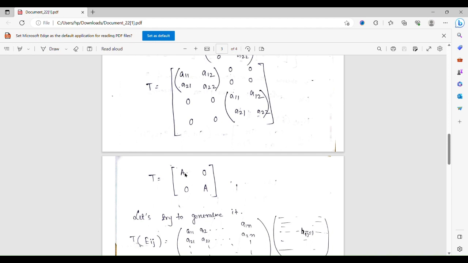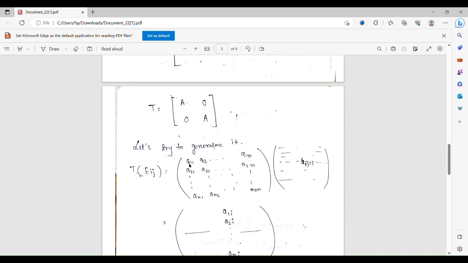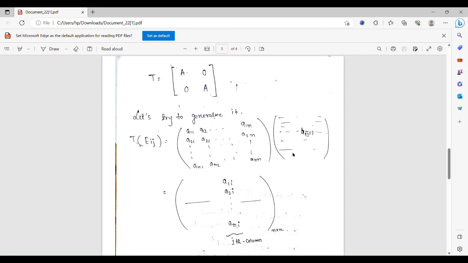I will do it for arbitrary n. So now take the basis matrices of M n cross n R. That is Eij, where i, j belong to the set 1 to n. And take A to be a fixed n cross n matrix with entries aij. So here it is T of Eij, and here Eij is the matrix where the ijth entry is 1 and all the other entries are 0. Now if we do the product, what do we get?